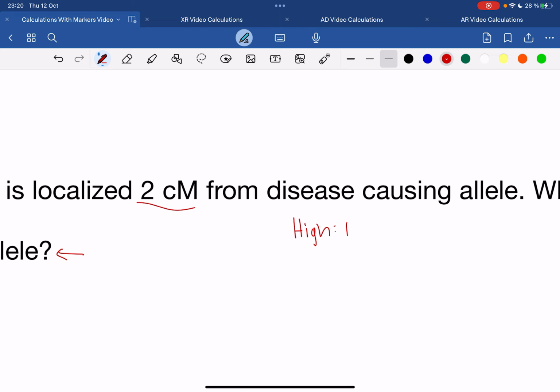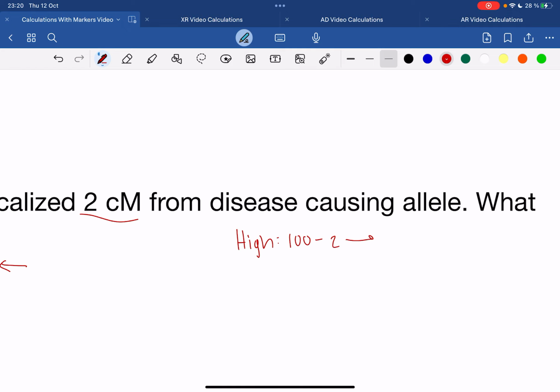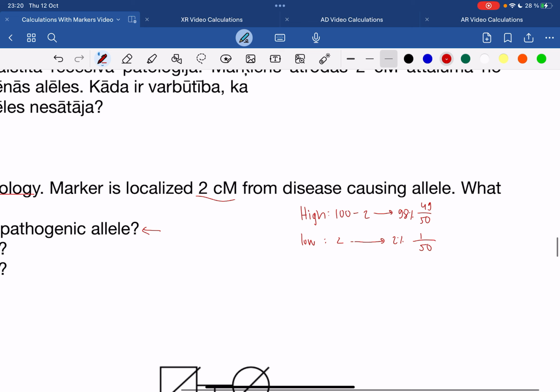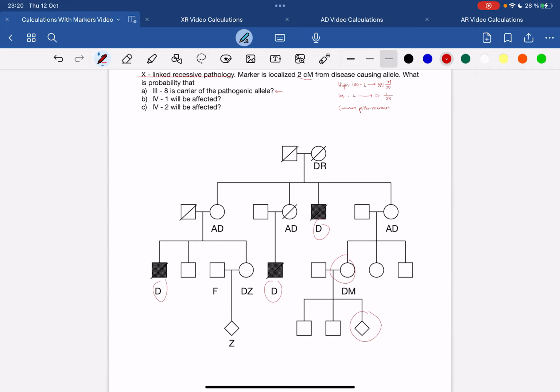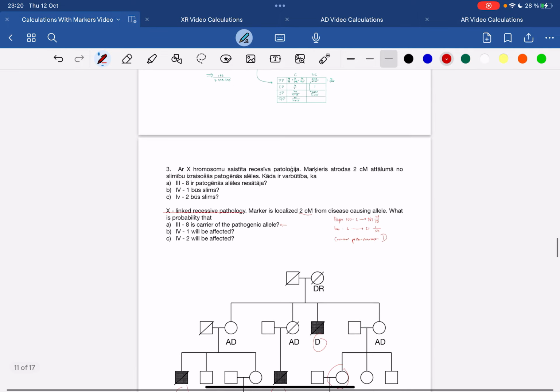High risk is 100 minus the CM, which is 2. That is equal to 98 or 49 over 50. While the low risk would be just 2 or 2%. And that is equal to 1 over 50. Now the common allele or pathogenic marker is D, as we can see here. So that would be D.